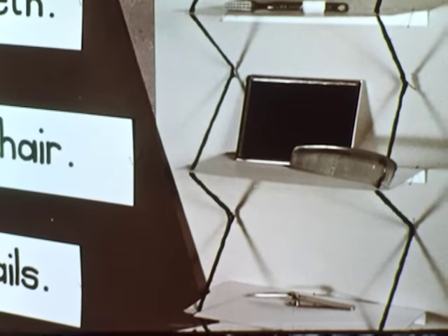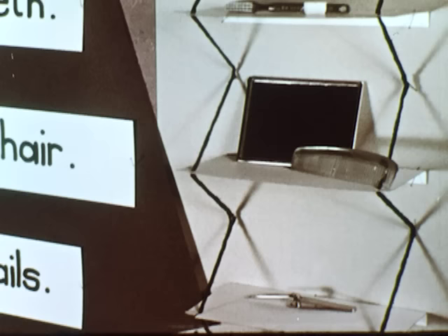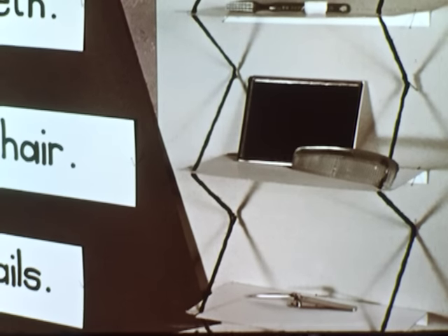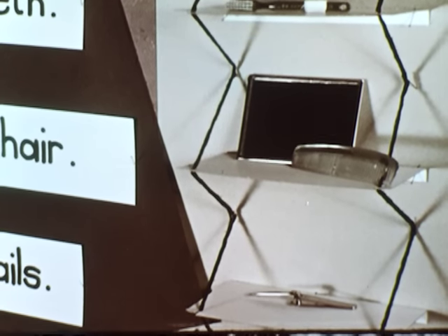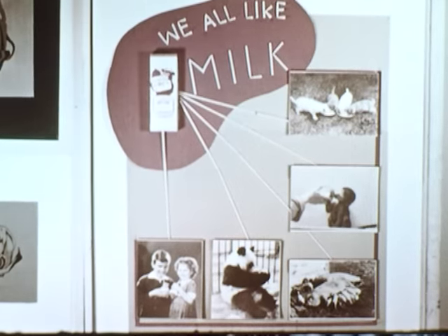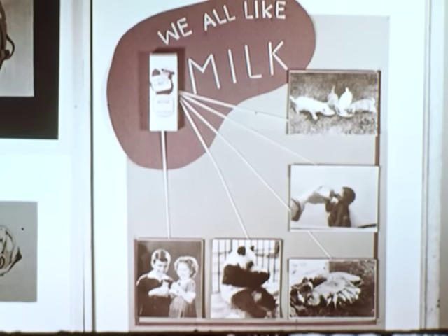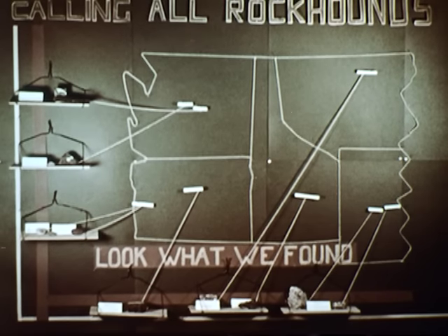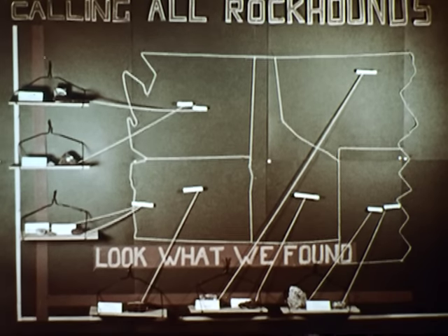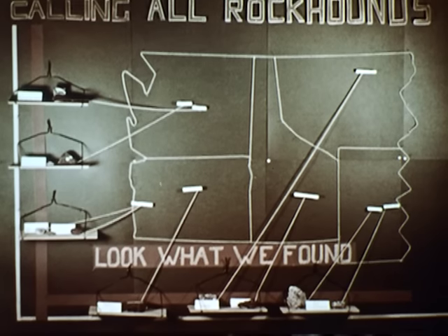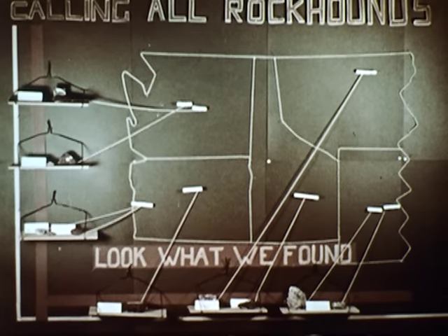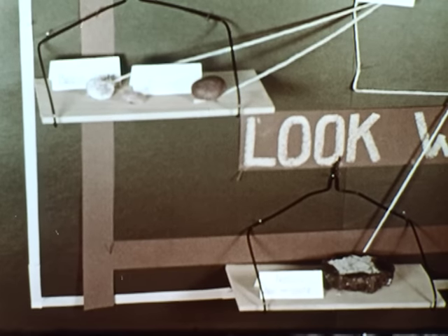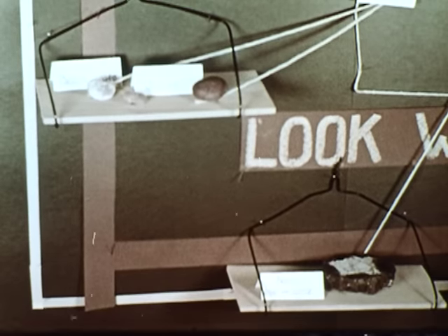The shelves have been constructed with yarn, cardboard, and pins. Milk straws have been used for the lettering and radiating lines. The ingenious use of coat hangers for shelves provides an excellent means of displaying small three-dimensional objects. Strings easily locate the different rocks on display.